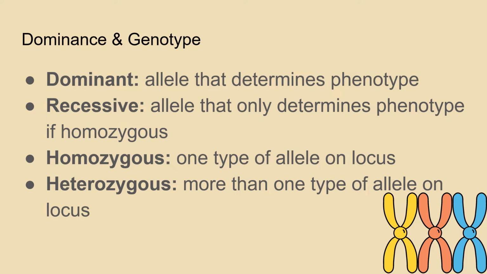And then we have homozygous, which has one type of allele on the locus. So just think homo, like same, so same type of alleles. And then heterozygous has more than one type of allele on the locus. So think hetero, different, you're going to have different types of alleles on the locus.